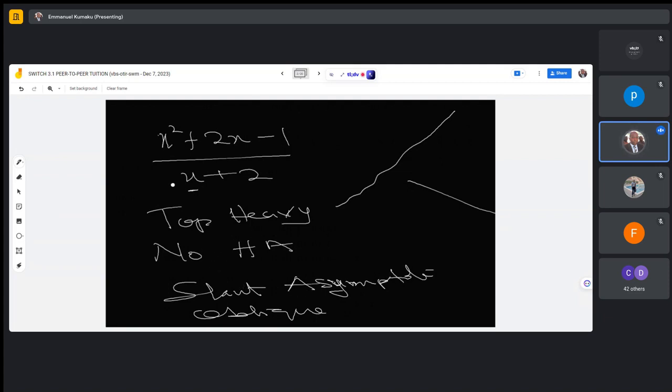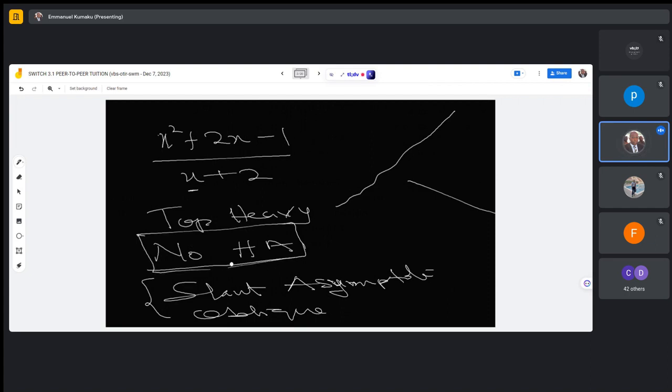If the difference is 2 or 3 or more, there is still no horizontal asymptote, but there will not be a slant asymptote. For a slant asymptote, the degree of the top should be exactly more than the bottom by 1. That is where you get a slant or oblique asymptote. But when it is top heavy, no matter the difference, there is no horizontal asymptote.